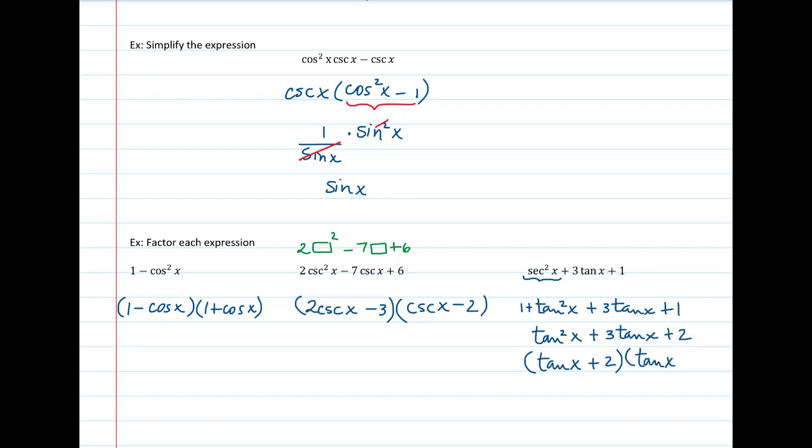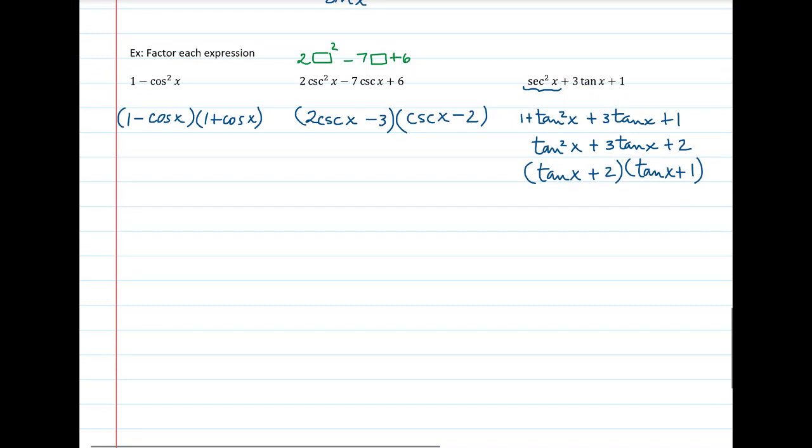And replacing that, we'll change everything in terms of tangent. We combine the 1 with the 1 and give it the form of a quadratic, and then we have the problem as a quadratic in tangent. From there we can factor it into tangent x plus 2 times tangent of x plus 1.